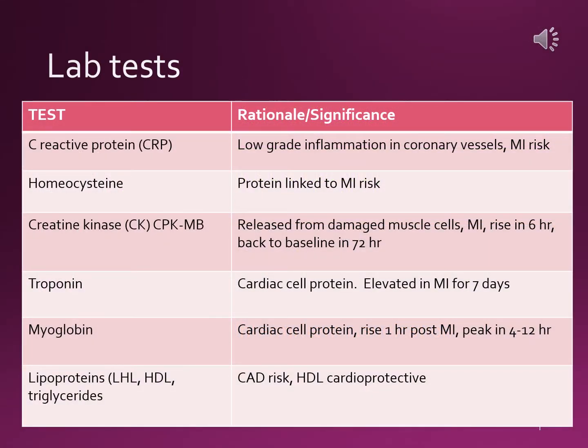And finally, just a little bit about lab tests here. A C-reactive protein, or a CRP, is a measure of inflammation, and it has been shown recently that low-grade inflammation in the coronary vessels shows an increased MI risk, or an elevated CRP in somebody with angina indicates that you've got a little bit of a higher risk for an MI. Homocysteine is another protein that's linked to MI risk. I don't really expect you to know anything about that.